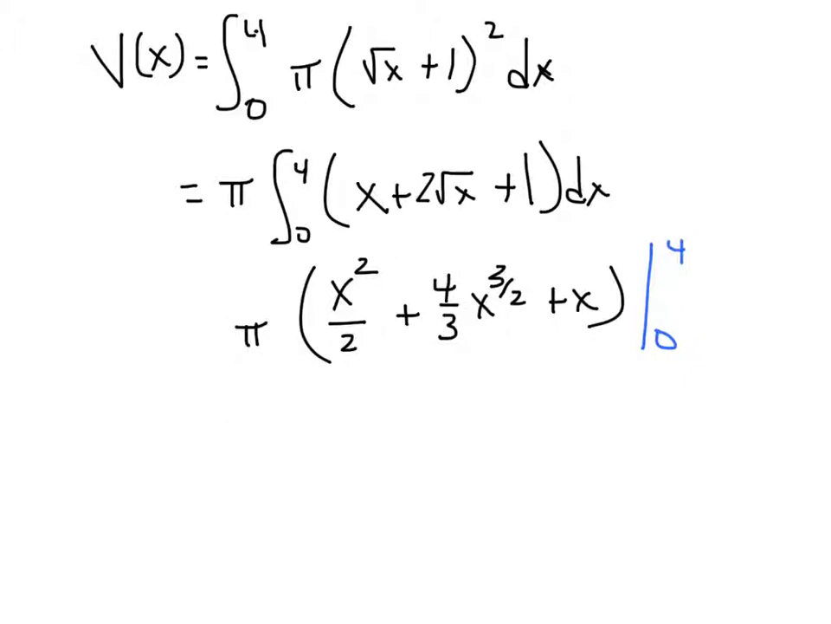Okay, so here I go. When I plug in 4, I get 16 over 2, which is 8, plus, oh goodness, square root of 4 is 2, 2 cubed is 8, 8 times 4 is 32 over 3, and then there's a 4 there. When I plug in zeros, I get all zeros. So all I have to do is figure out what 8 plus 32 over 3 plus 4 is, and with a little common denominator action there, I come up with 68 pi over 3. And we'll call that good.